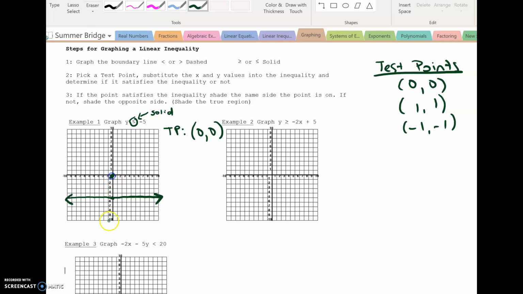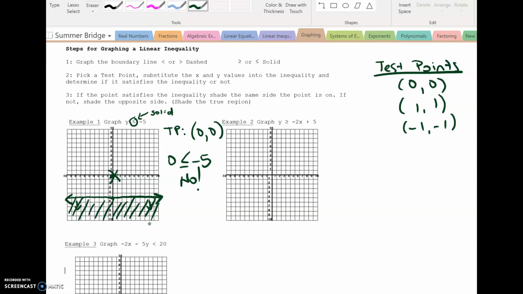Because (0, 0) is over here, if it's a true statement, I shade towards (0, 0), and if it's a false statement, I shade away from (0, 0). So I'm going to plug in 0 for y. Is 0 less than -5? No, it is not. Therefore, (0, 0) is not a solution, and we're going to shade in the opposite direction from (0, 0). So I'm going to shade in this direction. And that would be the graph of this inequality.